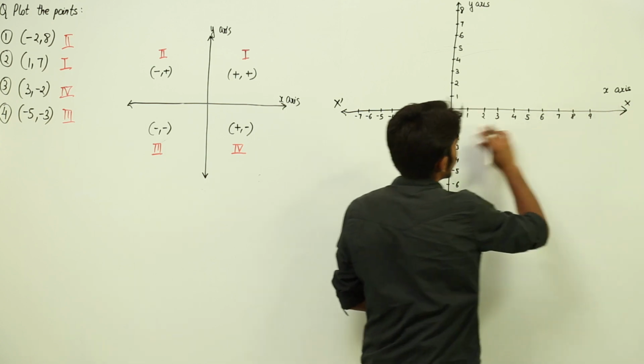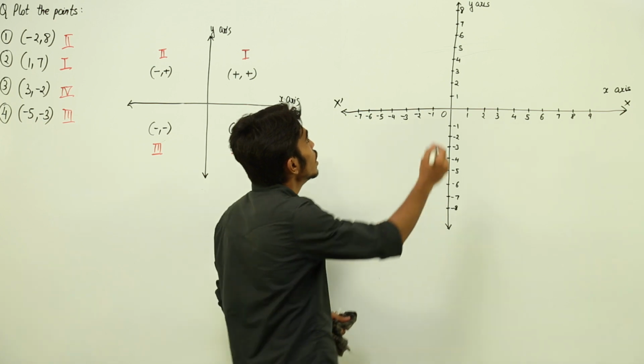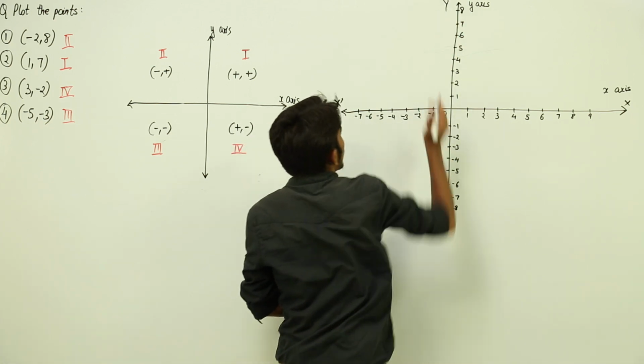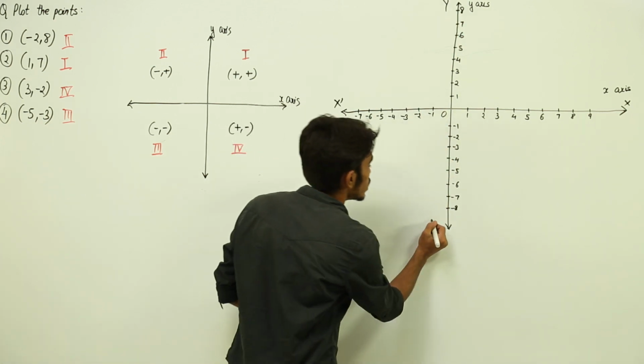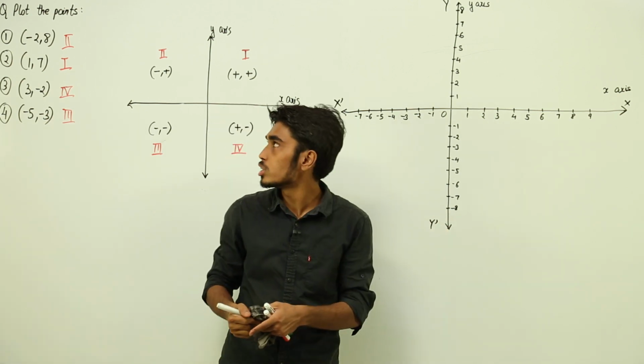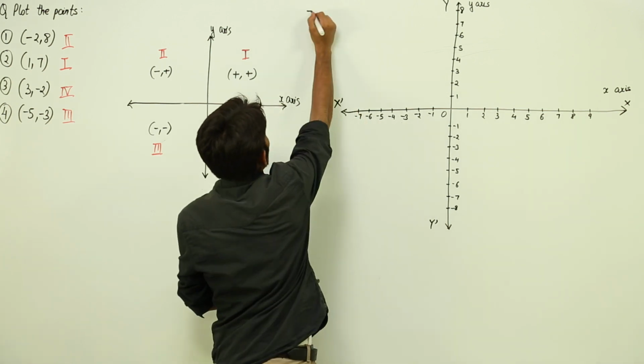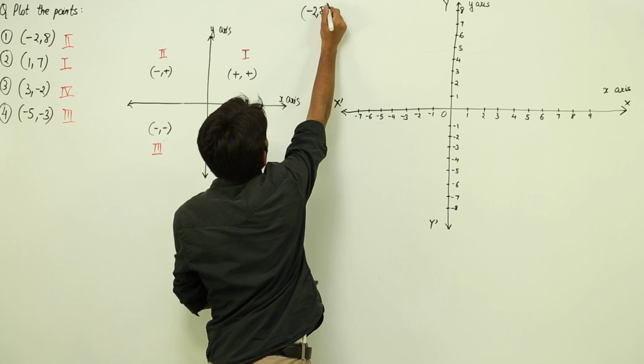Let's say this is x, so OX is the positive x-axis and OX dash is the negative x-axis. Similarly, OY is the positive y-axis and OY dash is the negative y-axis, right? So we need to plot the first point, which is (-2, 8). I'll write (-2, 8) here.